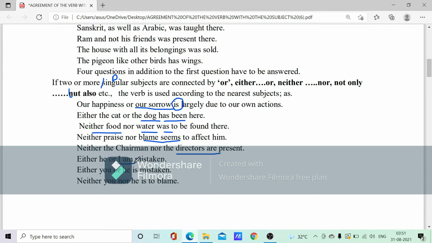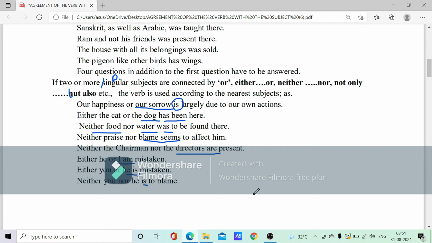And then, either he or I am mistaken. Again, you would see am. Why? Because I is the nearest subject here. So according to I, am has been used. Either you or he is. According to he, is has been used here. Neither you nor he is, again it has been used according to he, not according to you here.